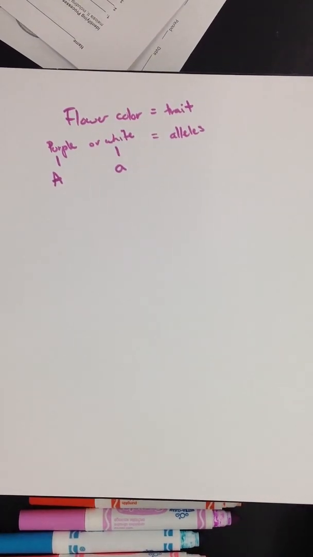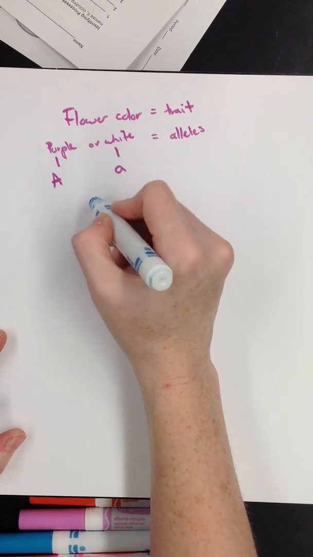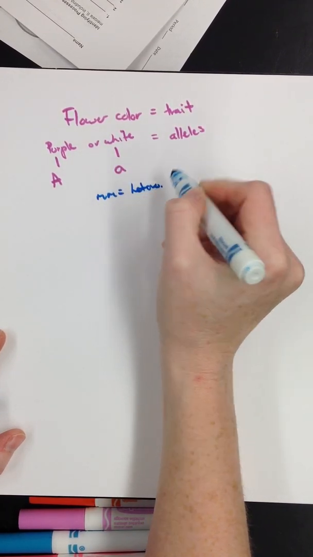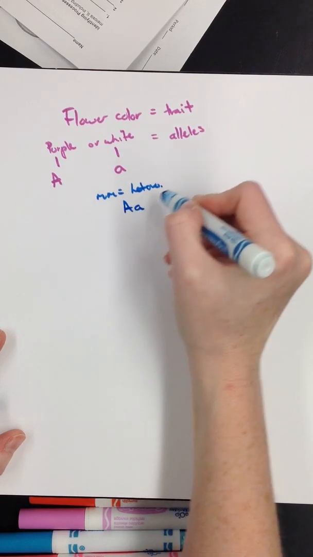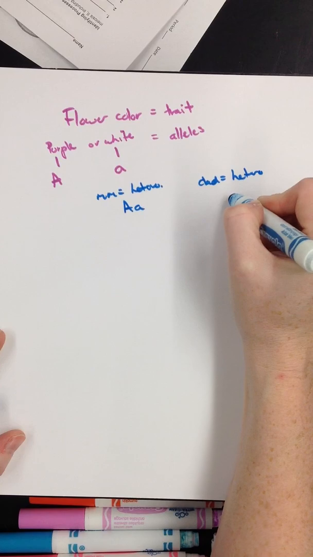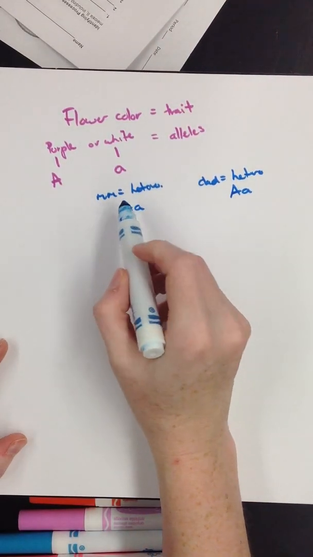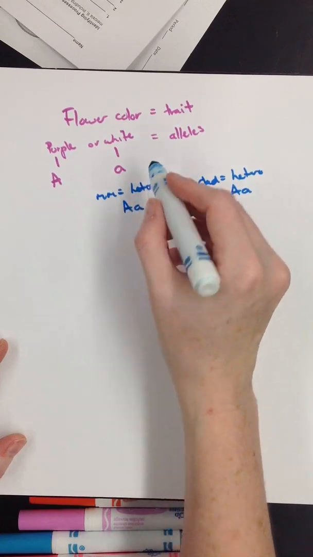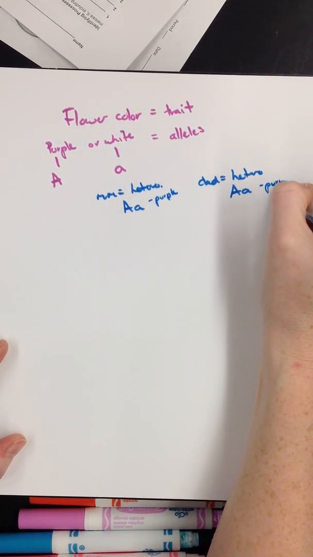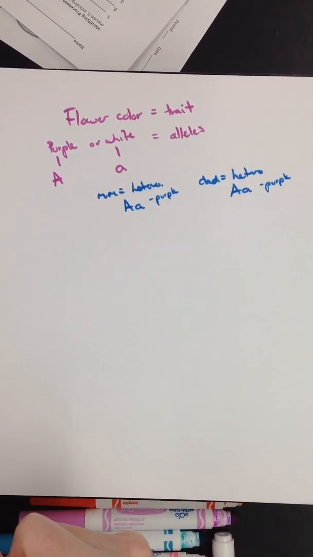So let's pretend my mom is hetero, so she's going to be big A, little a, and let's say my dad is hetero too, so he's going to be big A, little a. Since these are both hetero, what color are they? Remember, purple is dominant to white, so my mom would be purple, that's her phenotype, and my dad would also be purple, because that's his phenotype. So now we want to predict what their offspring will look like.